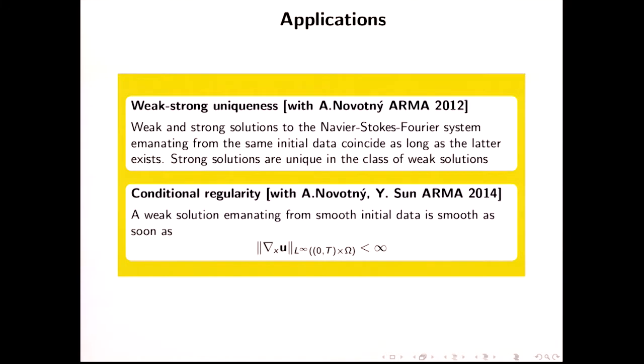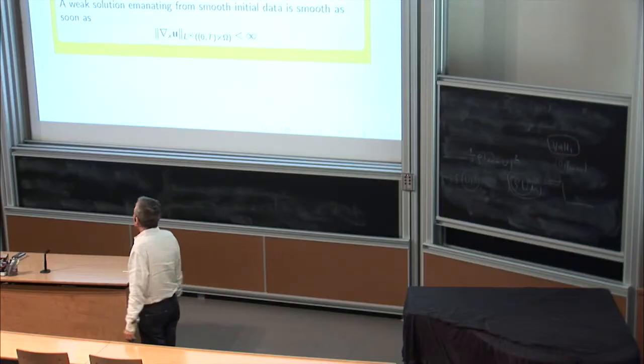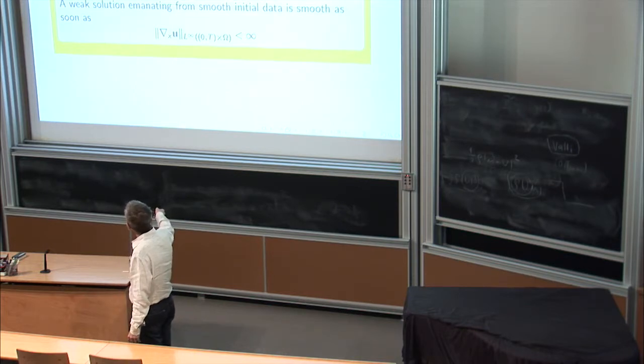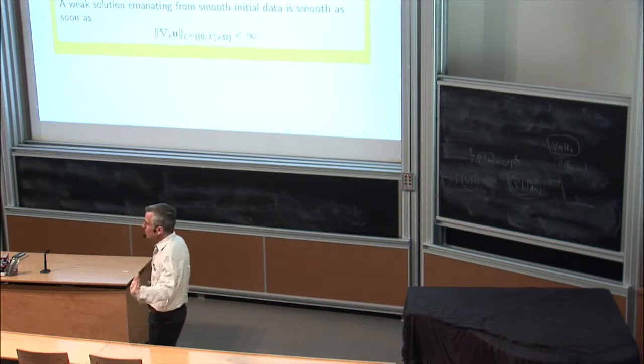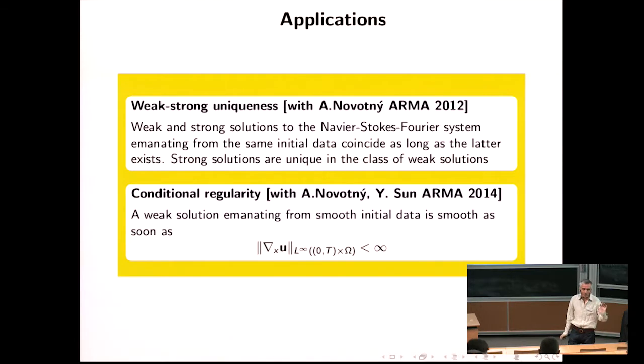Well, the criterion is here. It's probably not optimal, and for people who are familiar with Serrin conditions and other refined criteria, you may say that this is very strong, but at least it's something. So assume that we have a weak solution which starts from nice initial data, and assume that you can control the gradient of the velocity in the L infinity norm, which is quite strong. But then you're done. Then your solution must be smooth. Although the weak solution satisfies only inequalities, if you have this, you get a smooth solution of the problem.